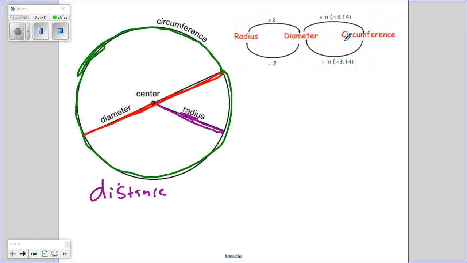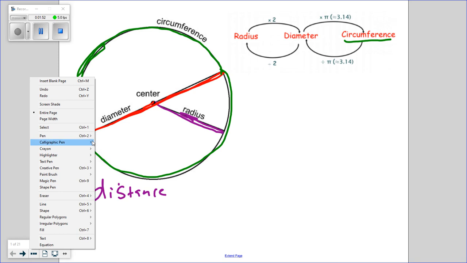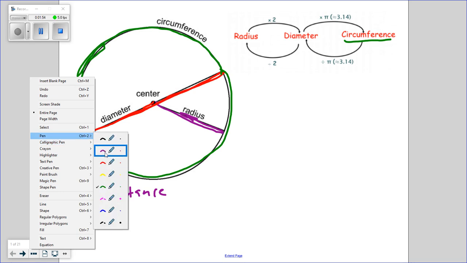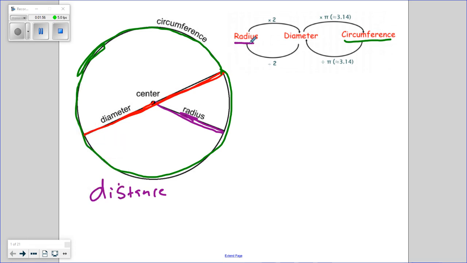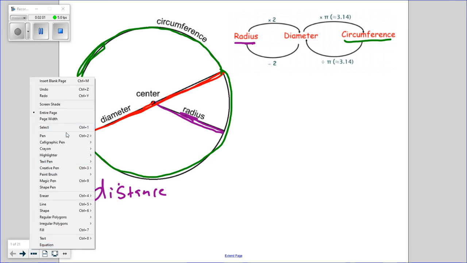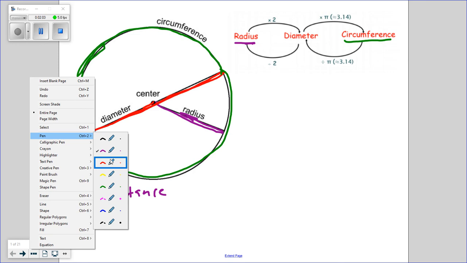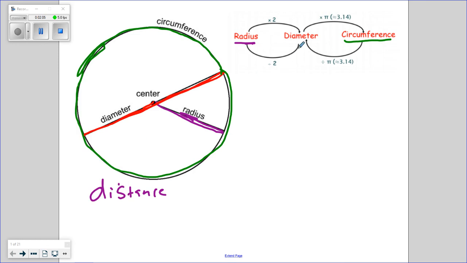So circumference is the longest of the three distances. Radius, in purple, is the shortest of the three distances. And the one in the middle is red, is diameter. All right.